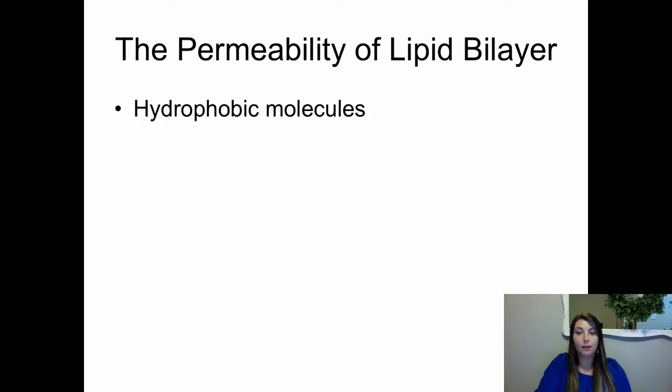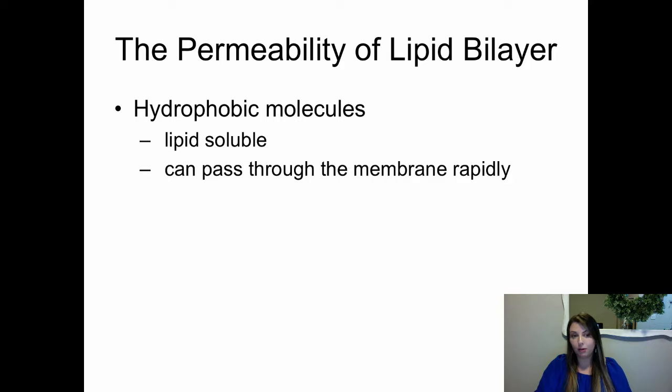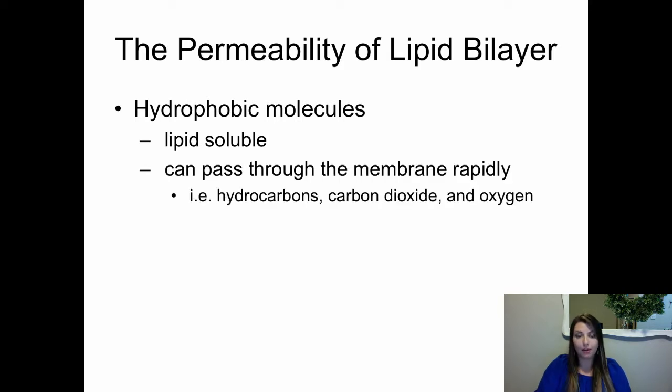So the permeability of this phospholipid bilayer is determined by the hydrophobic molecules, which you should remember are our nonpolar fatty acids that are oriented inwards. So these particular molecules, like other lipid soluble molecules, but there are some things that can pass through the membrane rapidly, and that would be other hydrocarbons, carbon dioxide, and oxygen.